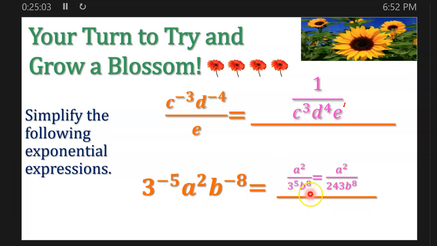Okay, and then the b to the 8, it's in the numerator when we place all of this expression over 1. So we need to move that down to get rid of that negative on the b to the 8. Okay, a squared is already simplified as much as we can get it, but the 3 to the 5th power, we can go ahead and multiply that out, which gives us a 243. B to the 8th, that's all we can do with that one. So we are all done.